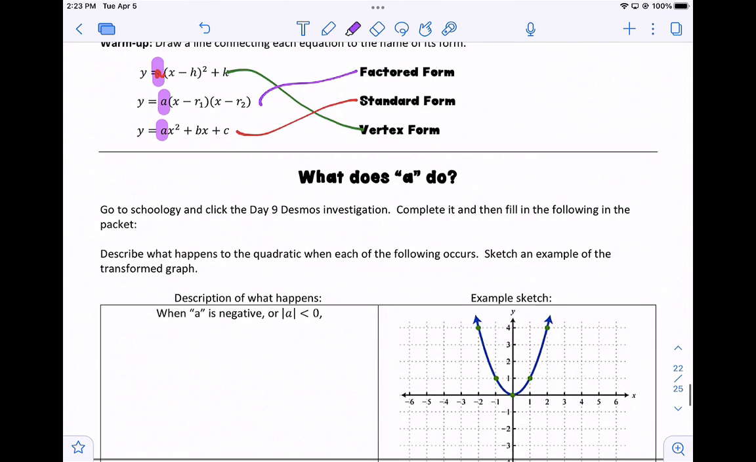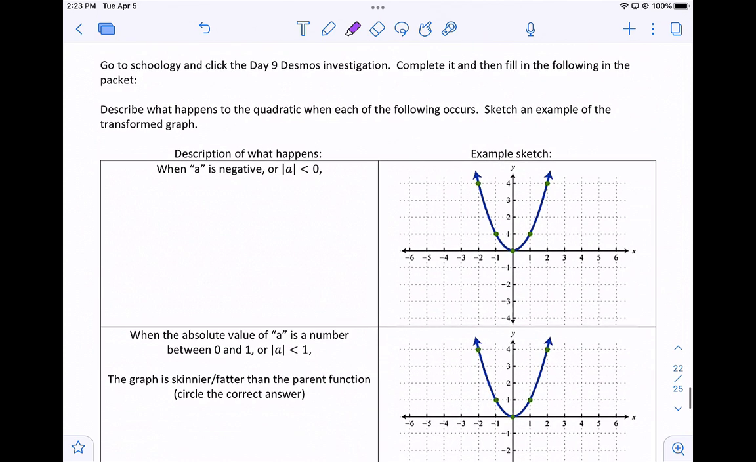So that's the goal. So we're going to go to Schoology and click on the Day 9 Decimals Investigation. And again, you're looking for what does that a value do to the quadratic in each of these forms. You're going to complete it and then fill in the following in the packet. So this is the summary after you do the Desmos. So this says, describe what happens to the quadratic when each of the following occurs. Sketch an example of the transformed graph.